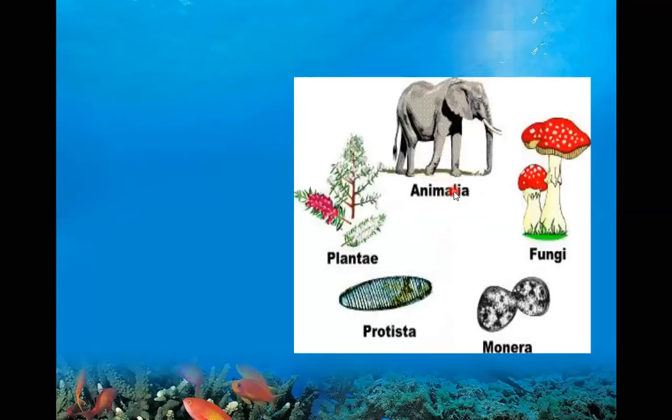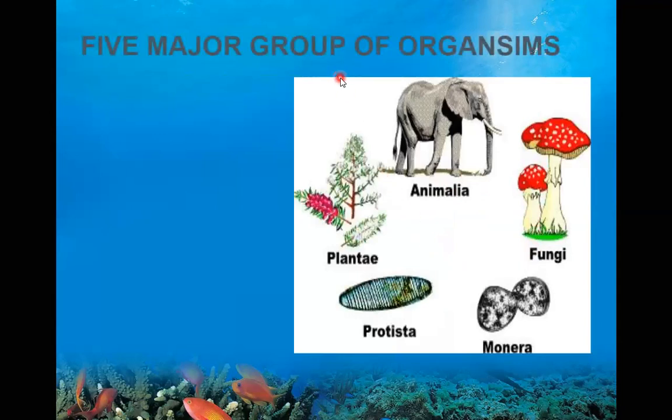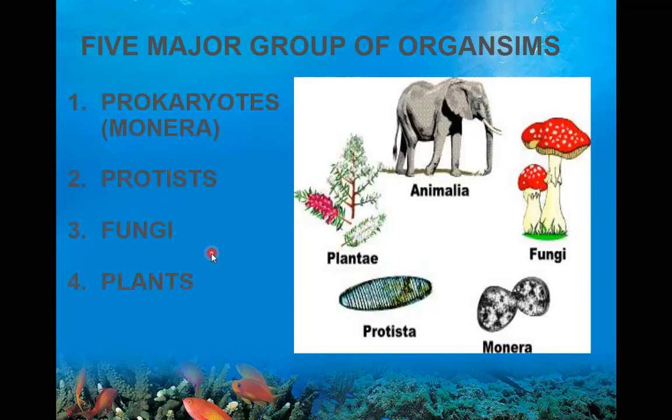Now on your screen, you can see the picture of an elephant, fungi, mushrooms, and different other organisms. So let's see. Basically, the scientists have divided all the organisms into 5 major groups. So what are those 5 major groups? Prokaryotes, Monera, protists, fungi, plants, and animals.